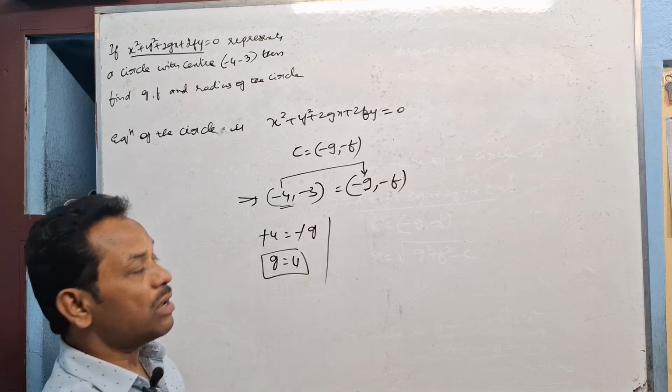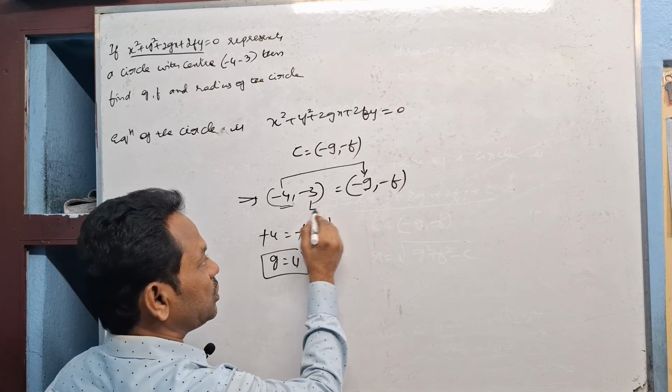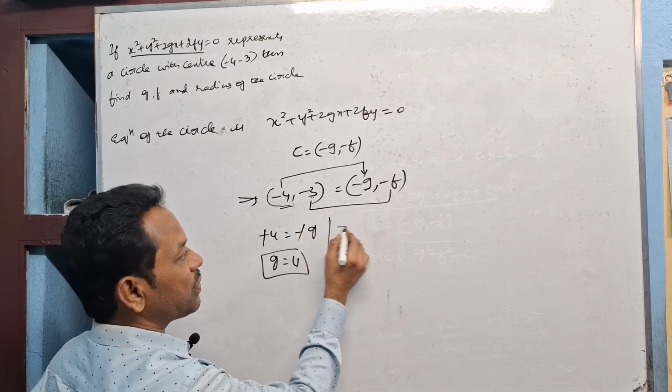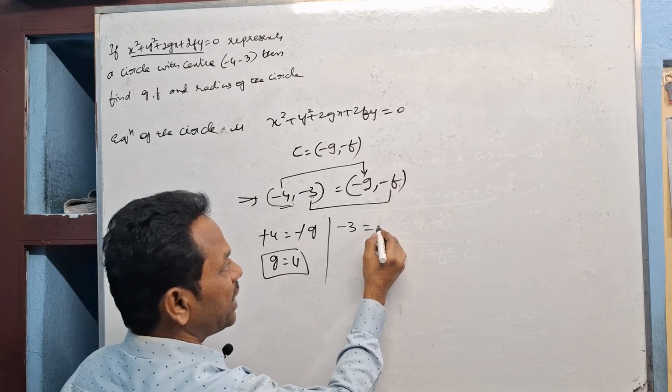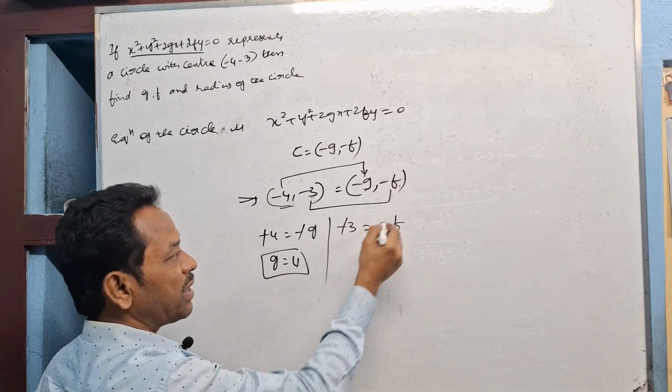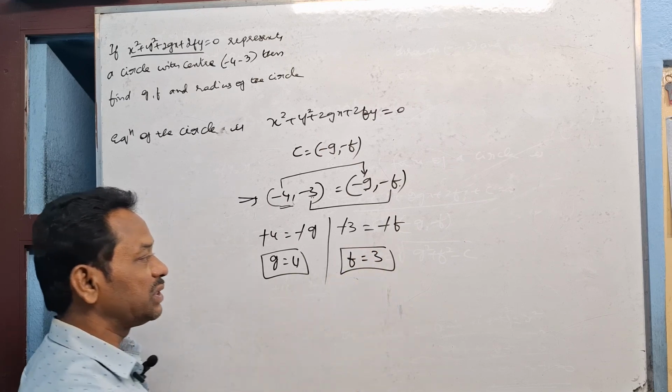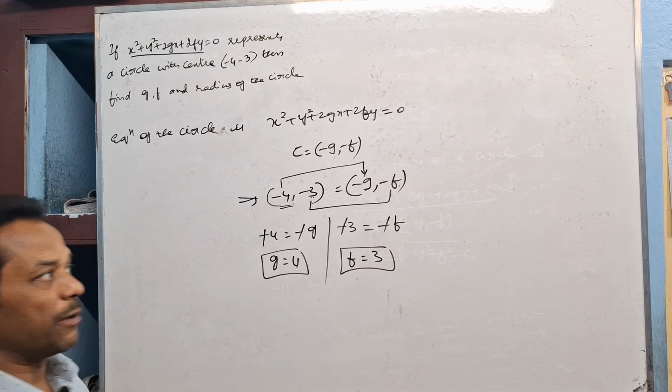Now let us equate the y coordinate of LHS with the y coordinate of RHS. Here the y coordinate is -3, and here it is -f. So minus we can cancel. The value of f is 3. So the value of g is 4, and the value of f is 3.